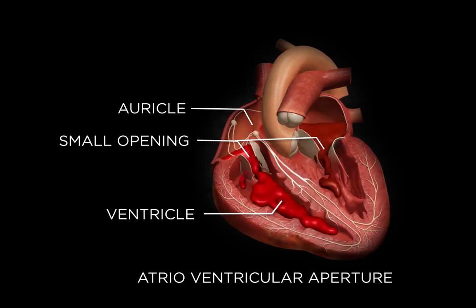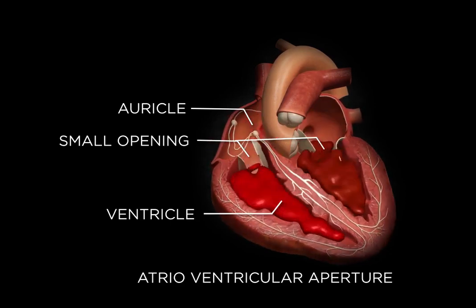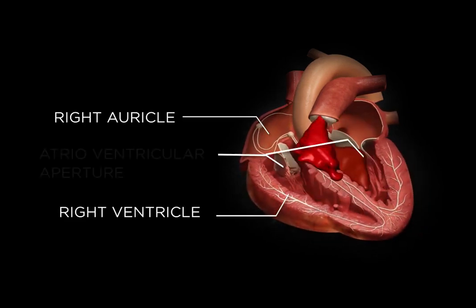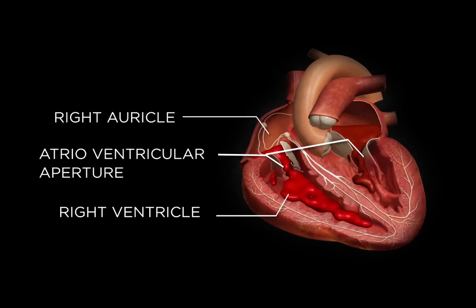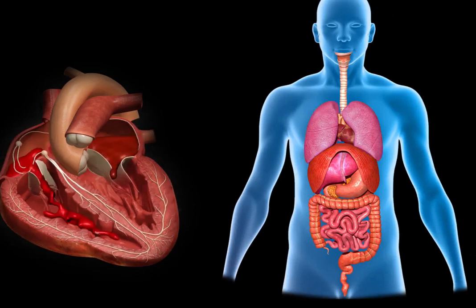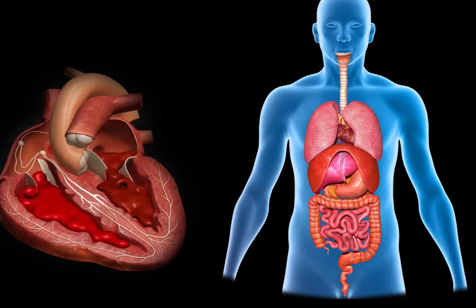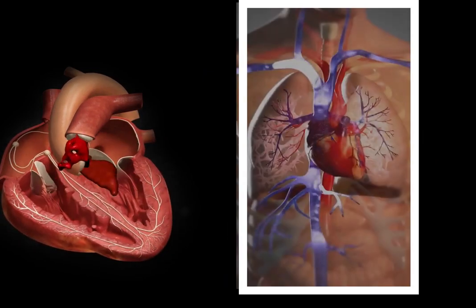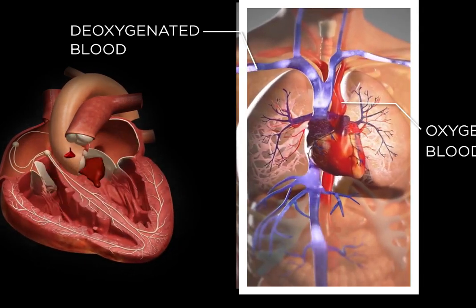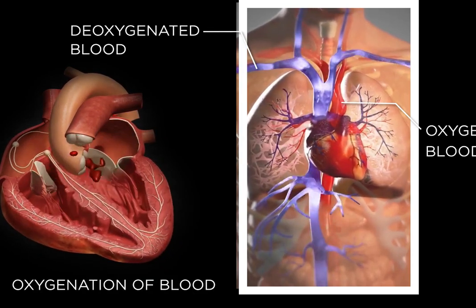Atrioventricular aperture. And this deoxygenated blood has hence traveled from the right auricle into the right ventricle through the atrioventricular aperture. Now from the right ventricle, the blood has to go to the lungs. You'll be like, why does the blood have to go to the lungs? Because in the lungs, the deoxygenated blood will get converted into the oxygenated blood. And this process is called oxygenation of blood.